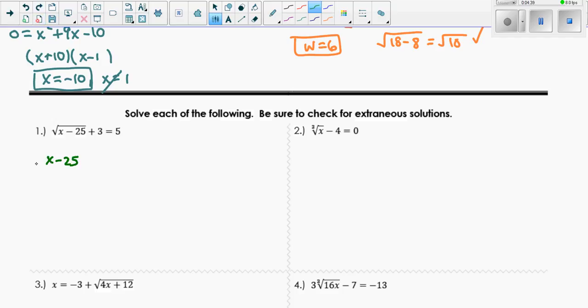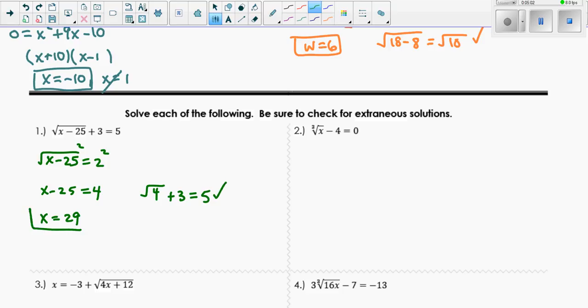Minus 25. Subtract 3, I get a 2. I want to square both sides, which gives me 4. Add 25 to both sides, I get 29. If I check my answer, 29 minus 25 is 4, so the square root of 4 plus 3 equals 5, so 2 plus 3 is 5. That's good, so this solution works.